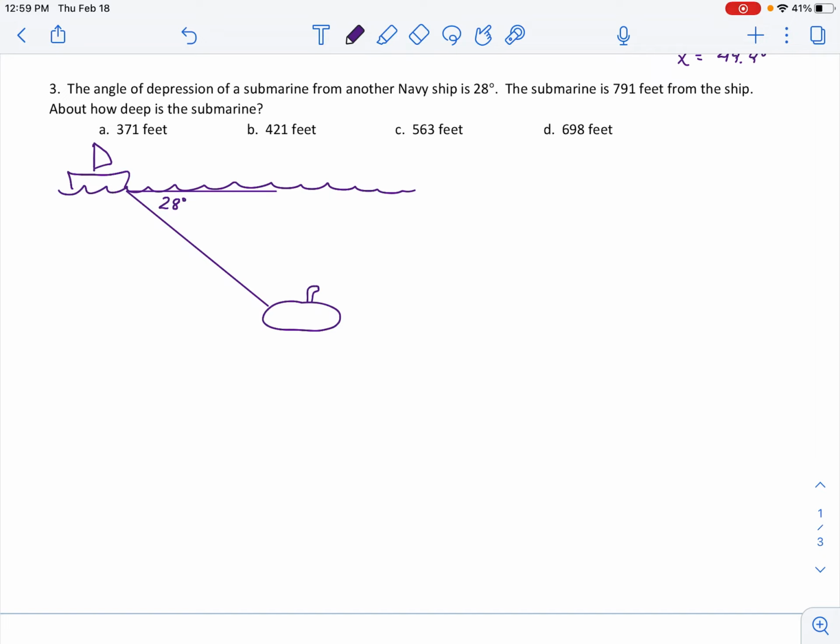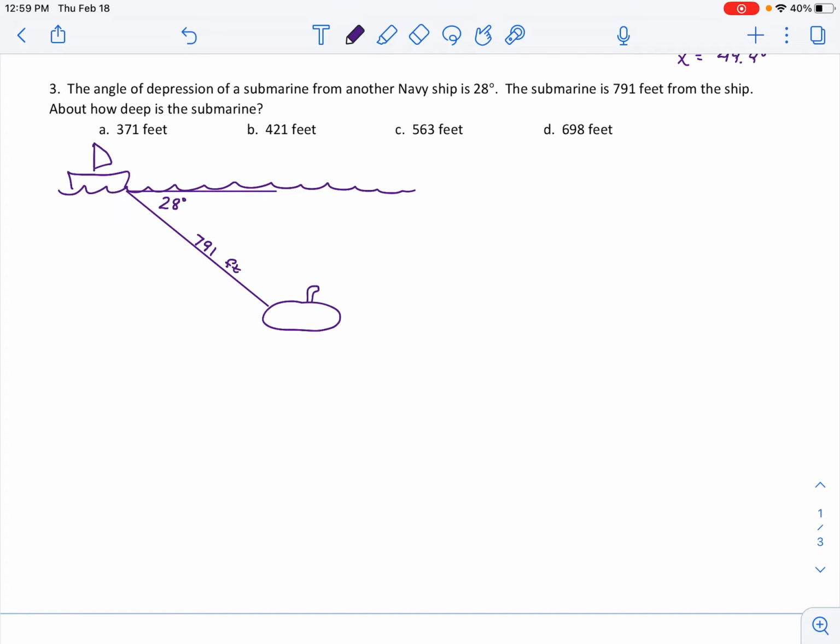Now it kind of looks like I have this upside down triangle starting out, and I could flip it if I want to, but it says it's 791 feet from the ship. Now, when I'm talking about things underwater, if you're trying to swim from one to the other, you probably are going to swim right there. It's not like the submarine's going to swim exactly horizontally and then swim vertically. That's not what would happen.